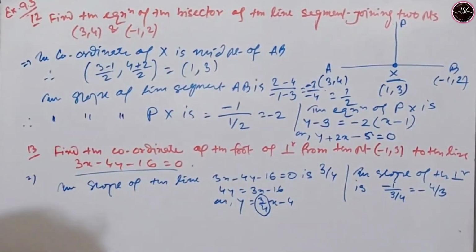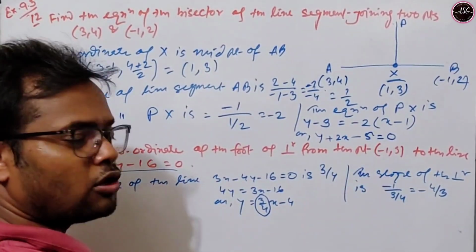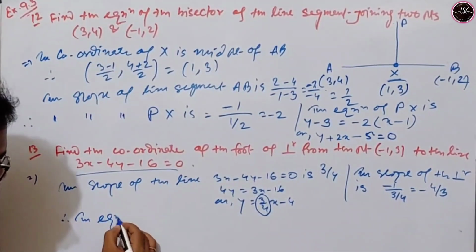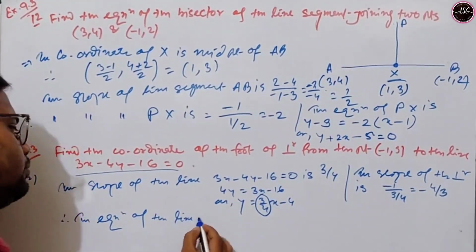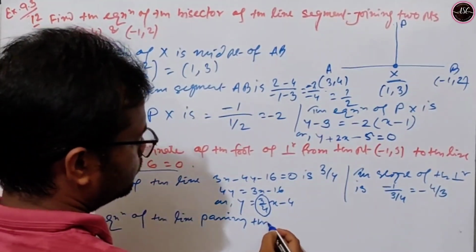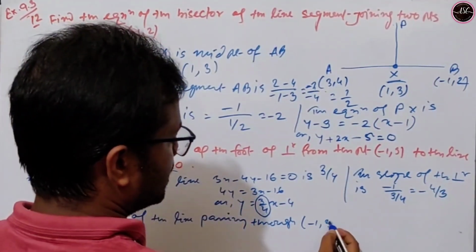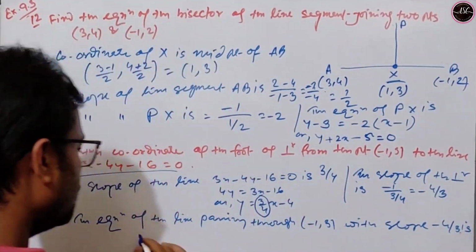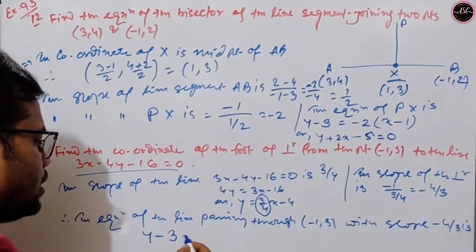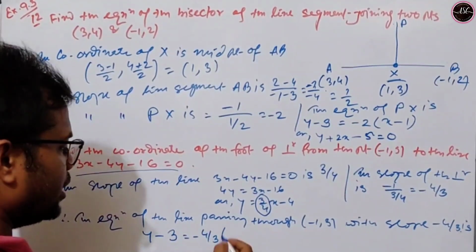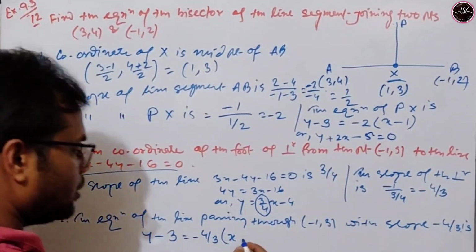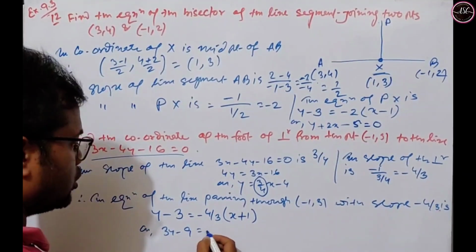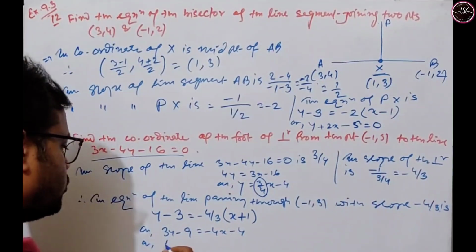Okay, so the line passes through (minus 1, 3) with slope minus 4 by 3. So the equation of the line passing through (minus 1, 3) with slope minus 4 by 3 is y minus y1, y minus 3, equals minus 4 by 3 into (x minus x1), that means x plus 1. So it will be 3y minus 9 equals minus 4x minus 4, or 4x plus 3y equals 5.